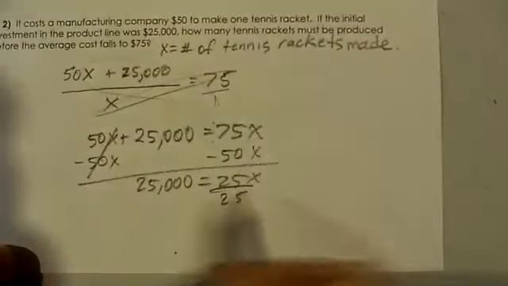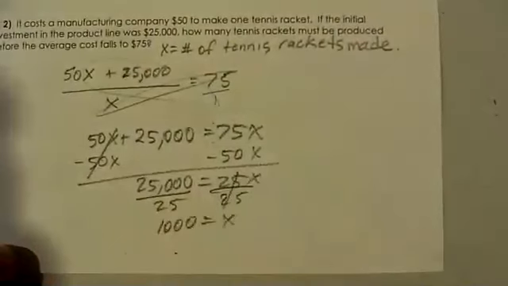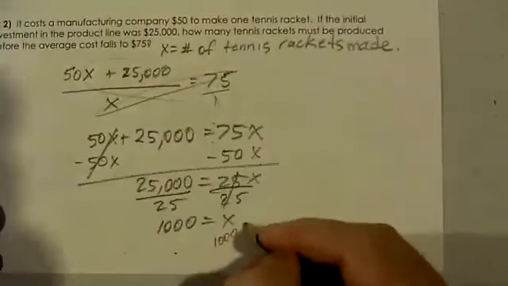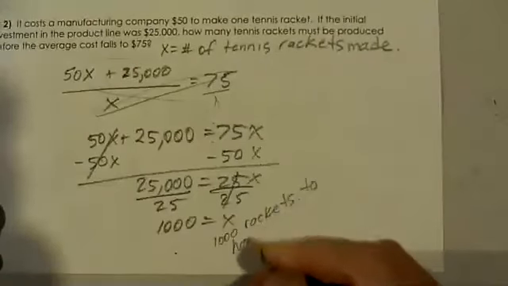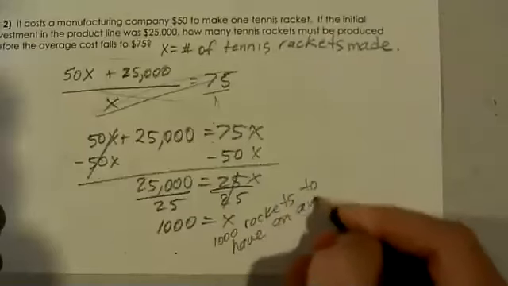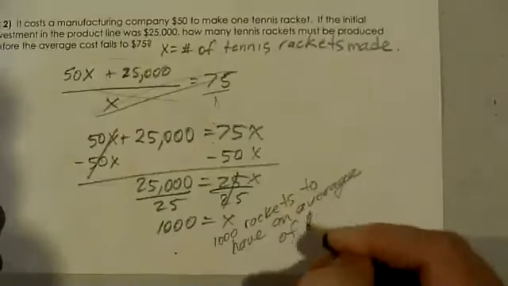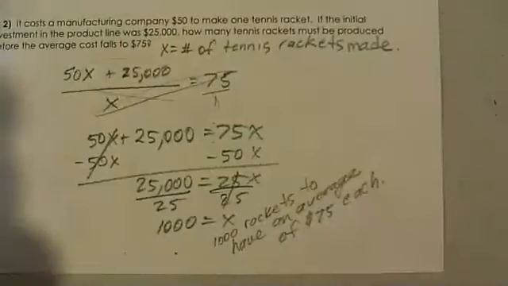And we divide by the 25. And that gives us 1,000. So what that 1,000 means is we need 1,000 rackets to have an average of $75 each. So that'll cost the company $75 on average.